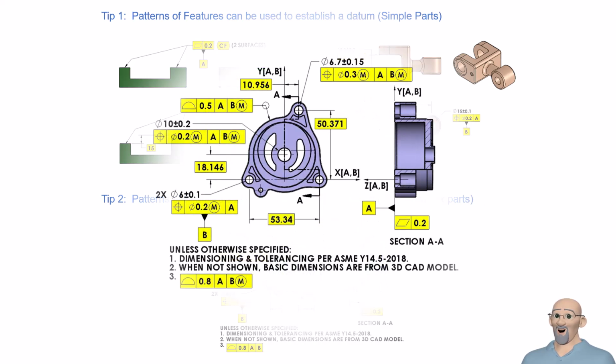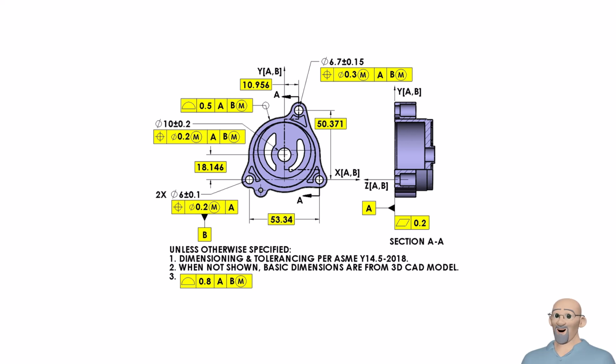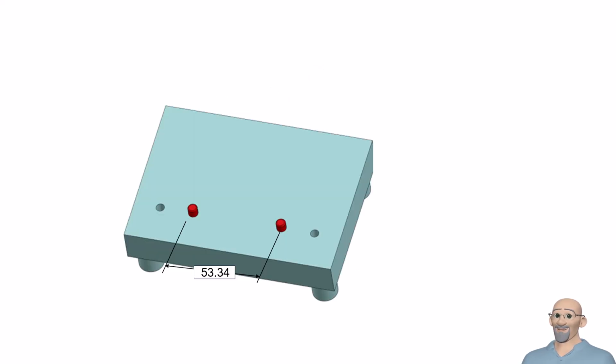Here we have the same part, called housing, that we looked at for our last tip. In this tip, we changed datum feature B, which is this pattern of 2 holes, to be referenced at MMB. That means, when establishing our datum reference frame, datum feature B will be at MMB instead of RMB as it was in Part 2 of this tip.